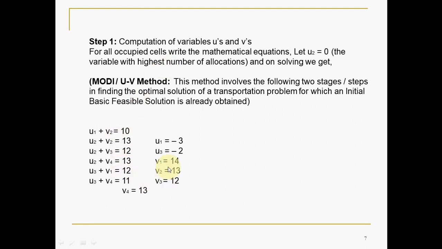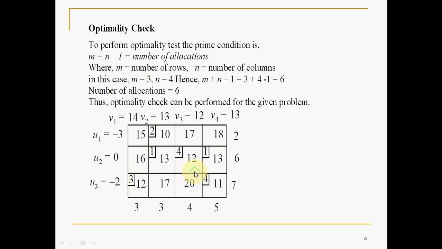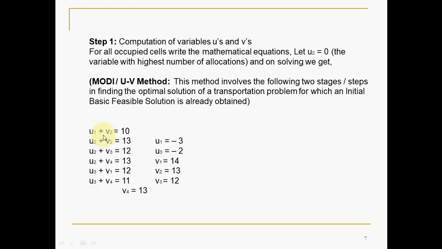Why do you set one variable equal to 0? Mathematically, if you observe, 3 plus 4, 7 variables will be there, but you will have only 6 equations. You have 7 unknowns, 3 u's and 4 v's, but only 6 equations. So one variable is set to 0, preferably the variable having the most allocations. Once you set that variable as 0, all other variables you will get very easily.